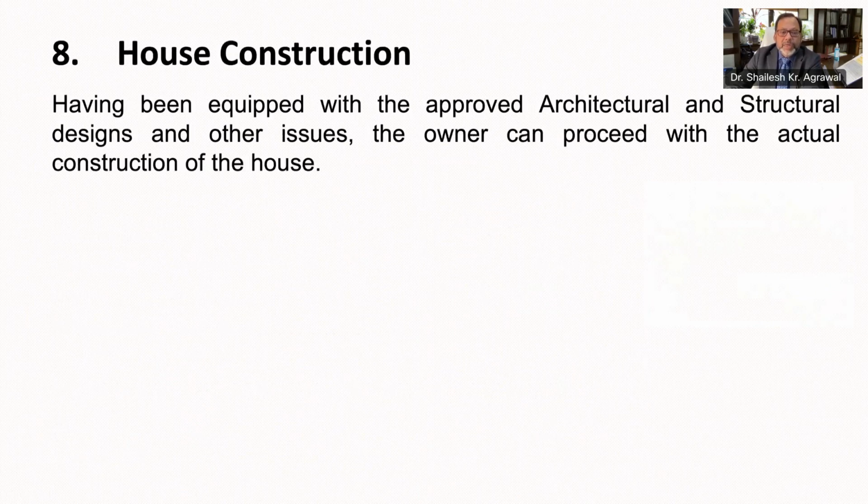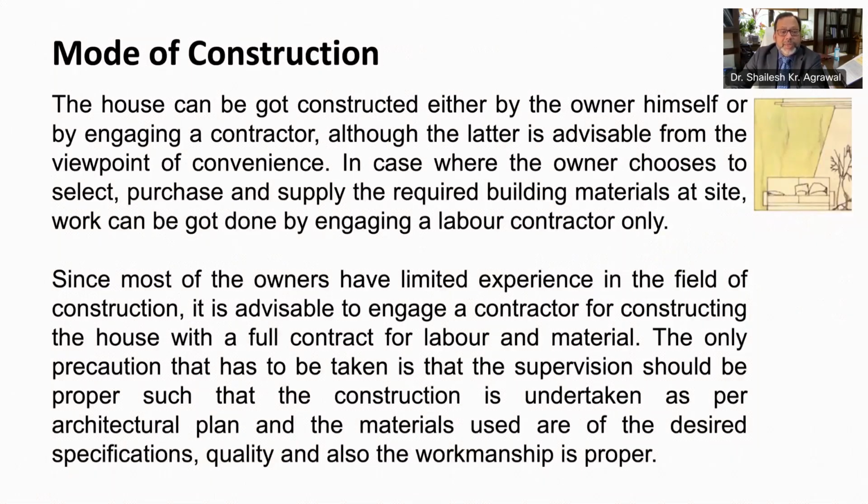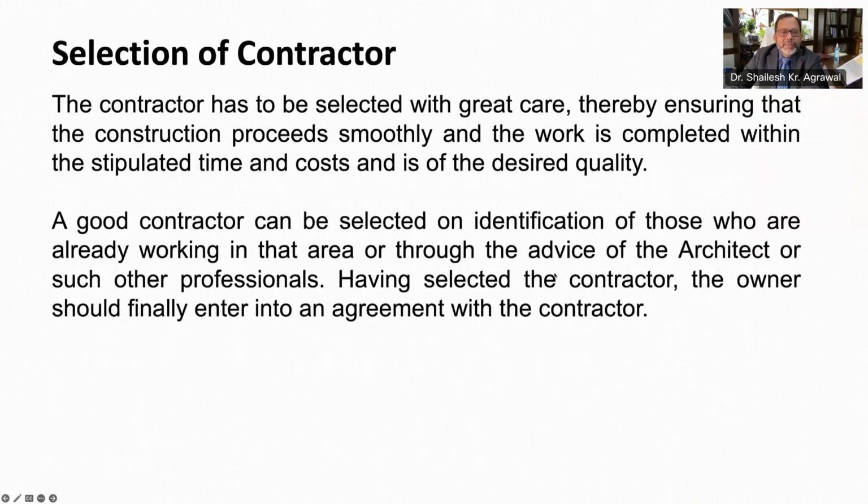A house can be constructed by the owner himself or by engaging a contractor. It is always recommended to hire a contractor because the owner may have limited experience in the field of construction. Again, hiring of a contractor can be done in two ways. One is giving the contract on a turnkey basis, where the contractor is responsible for procuring the material and other elements as per the specifications which the owner gives, and constructing. The other way is to hire a labor contractor and procure and supply the material yourself. In both cases, supervision is important so as to have good quality and workmanship.